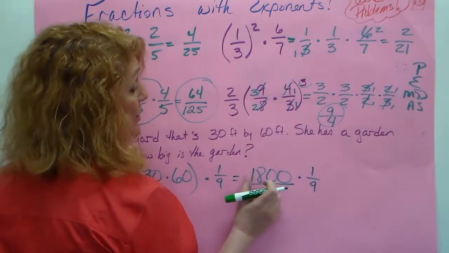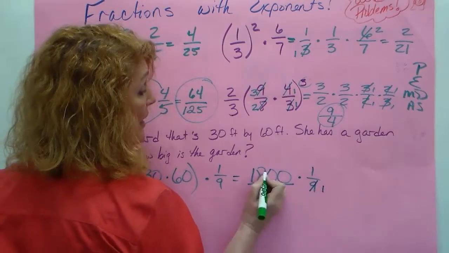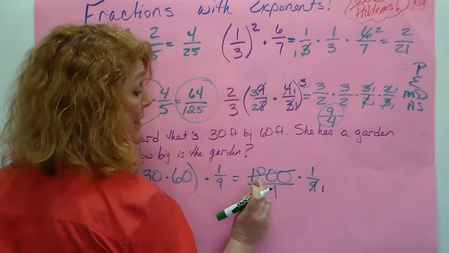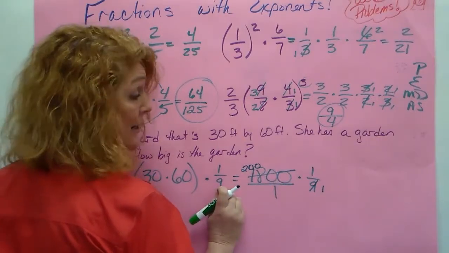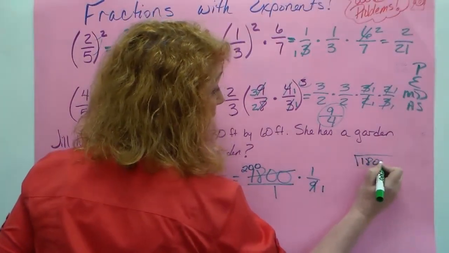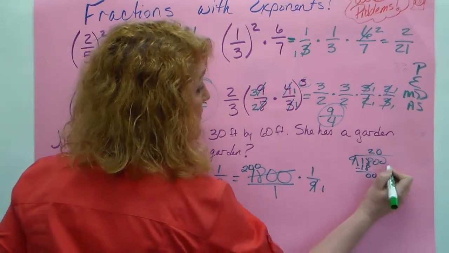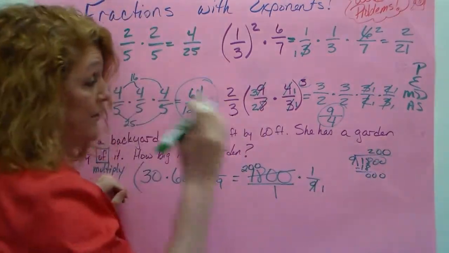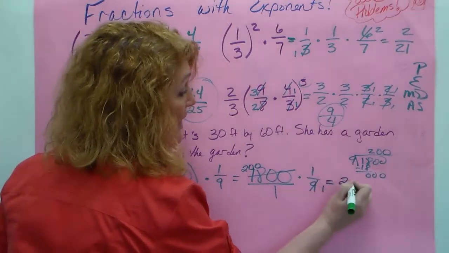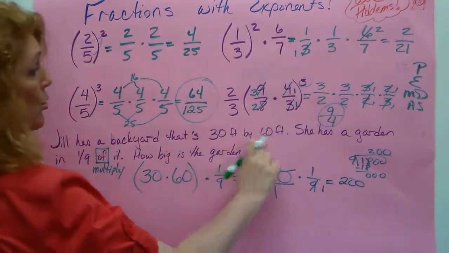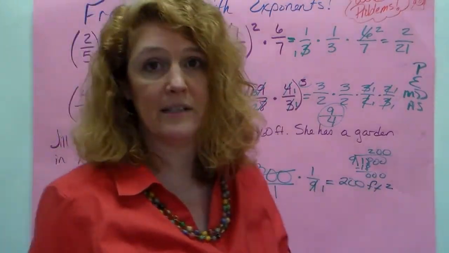I know that 9 goes into 1800 because I know that 9 goes into 18. 9 goes into 9 one time. 9 goes into 1800. Well, it goes into 18 2 times. So it goes into 1800 200 times. Or I can quickly do 1800 divided by 9. 9 goes into 18 2 times, and it goes into 0 0 times, and it goes into 0 0 times. So I can get it by a long division if I need to. So now 200 times 1 over 1 times 1, and my answer is 200 square feet. Because my word problems always need word answers at the end.